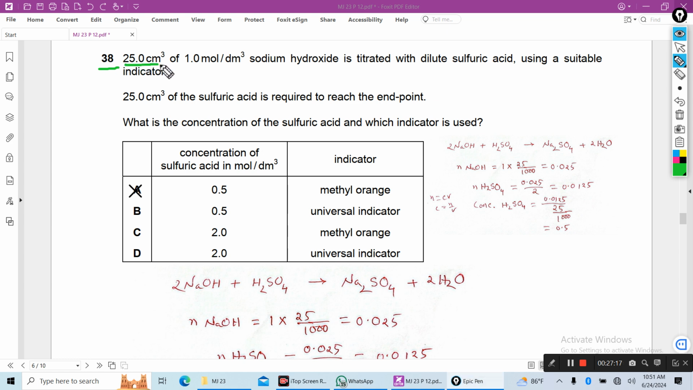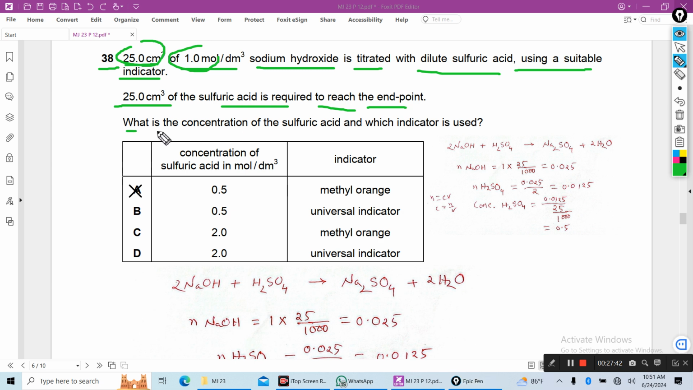A 25 cm³ volume of 1 mol per dm³ sodium hydroxide is titrated with dilute sulfuric acid using a suitable indicator. 25 cm³ of the sulfuric acid is required to reach the end point, the neutralization point. End point means neutralization point. So what is the concentration of sulfuric acid and which indicator is used?